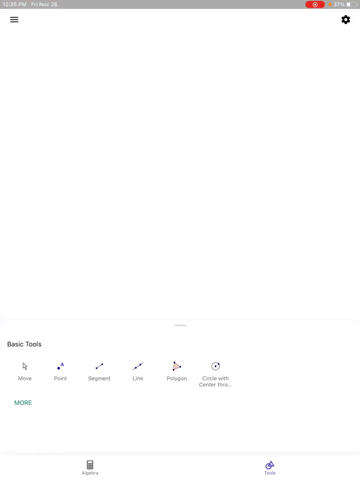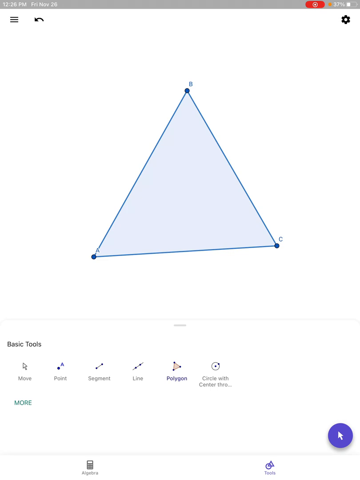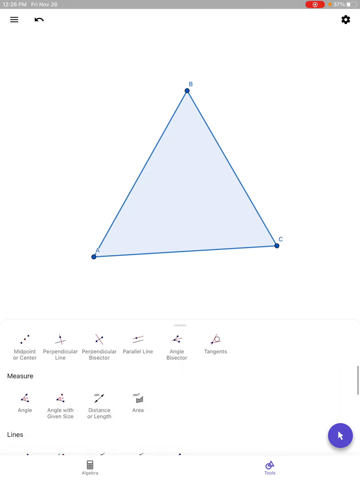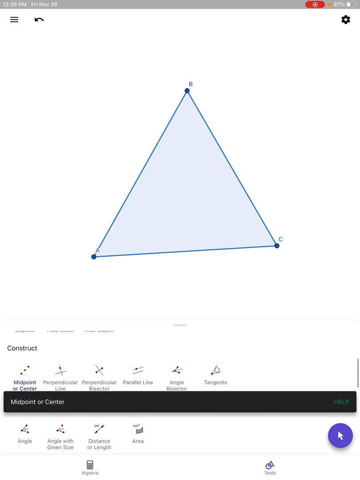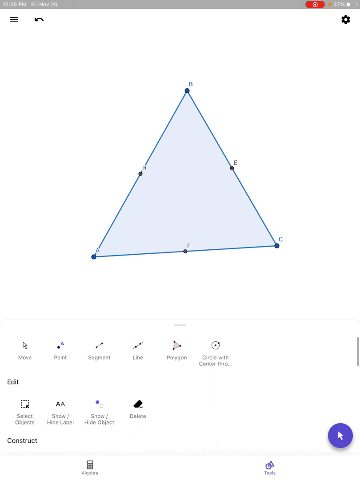So we'll use GeoGebra to take a look at this. If I take my GeoGebra app and draw any type of triangle, again, it doesn't matter what type of triangle I draw, I'm going to find the midpoint of the lines. The midpoint of A and B is point D. The midpoint of B and C is point E, and the midpoint of AC is F.